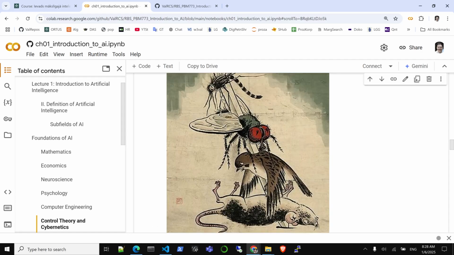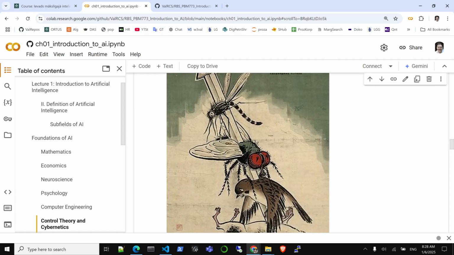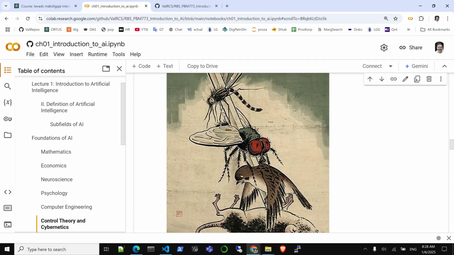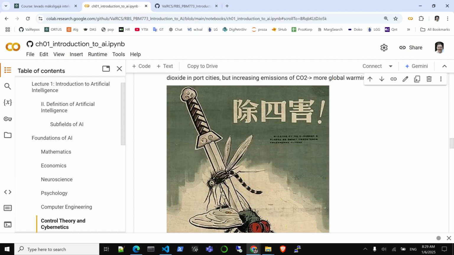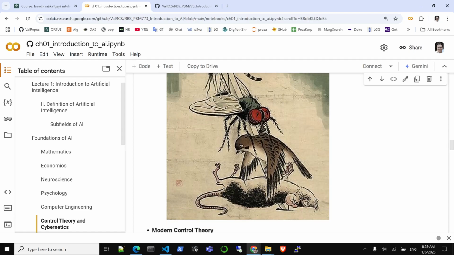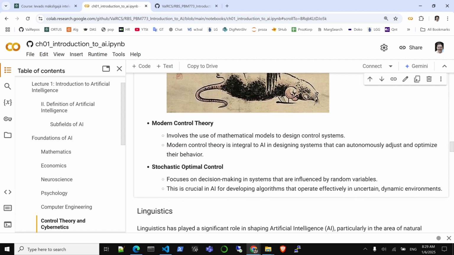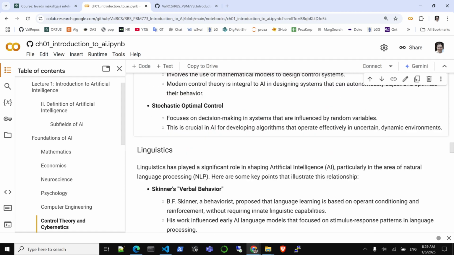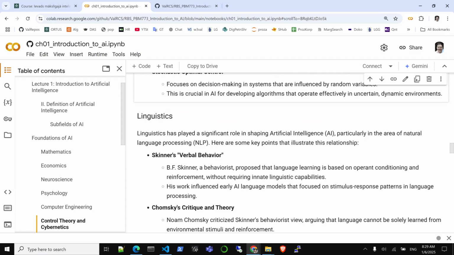Well, it turns out that in China in the 50s they destroyed all 4 of these supposed pests, and it led to great sorrow and great suffering. A lot of people died, millions actually, from famine, because the ecosystem was disturbed, right? So same thing with feedback mechanisms in AI and robotics. Sometimes it can lead to very unexpected things, right?